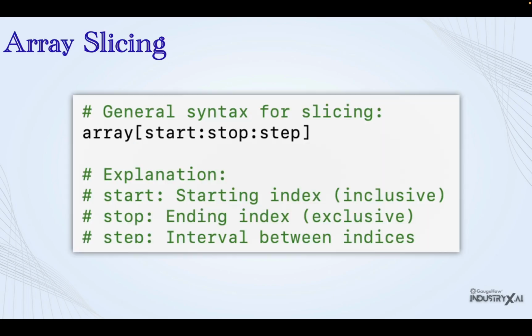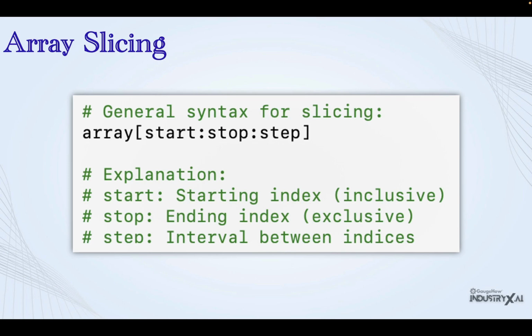So the syntax of NumPy array slicing is: whichever array we want to slice, we will use its variable name. So let us say the variable name is array. Then within square brackets, we may provide the three values: start, colon, stop, colon, step. Start refers to the starting index and it is inclusive during slicing. Stop refers to the ending index and it is exclusive from the slicing. And step refers to the interval between the different indices that we have selected. And all these values are optional. Based on the selected option, we will get the output.